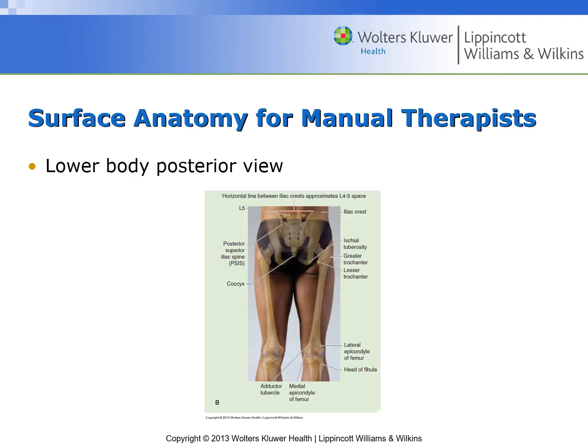Now, from the lower body posterior view, beginning from the left-hand side, we see the posterior superior iliac spine, and we also see the coccyx. From the right-hand side, we can see the iliac crest, the ischial tuberosity, the greater trochanter, the lesser trochanter. We also see the lateral epicondyle of the femur, the head of the fibula, the adductor tubercle, and the medial epicondyle of the femur.